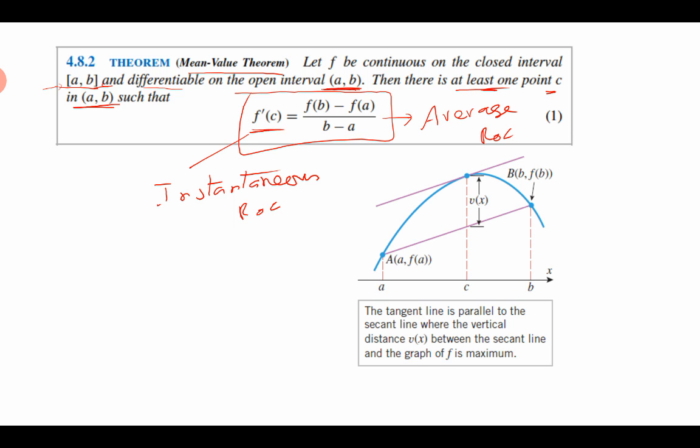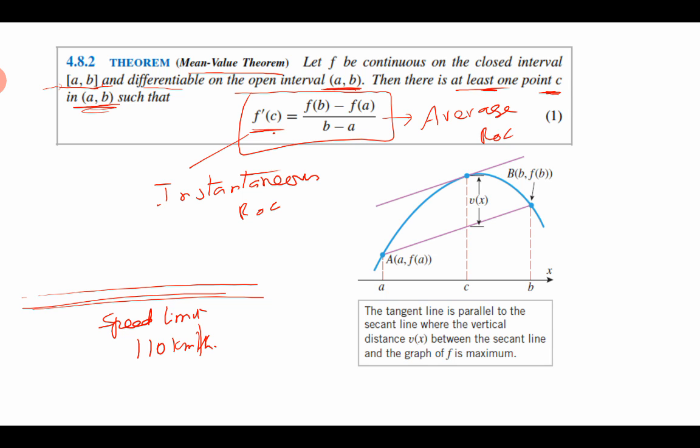So what it says: when the function is continuous in the closed interval and differentiable in the open interval, then there is at least one point c in the interval where the instantaneous rate of change is equal to the average rate of change. Physically, what does it mean? We will take an example. You're traveling in a car on a highway. On this highway, the speed limit has been given as 110 kilometers per hour.